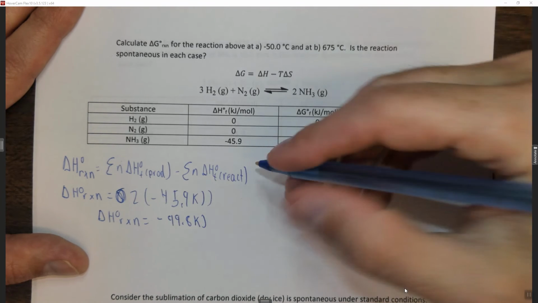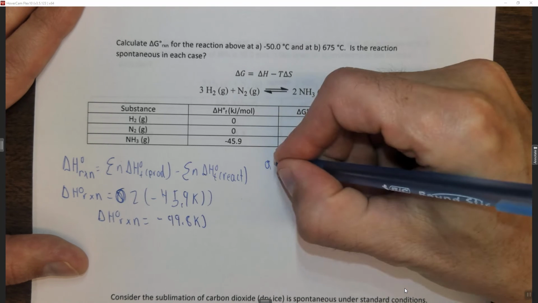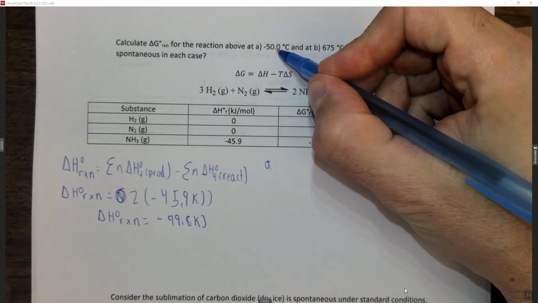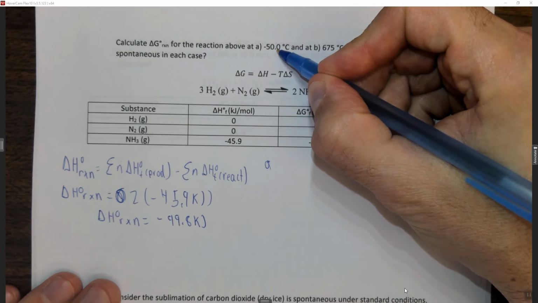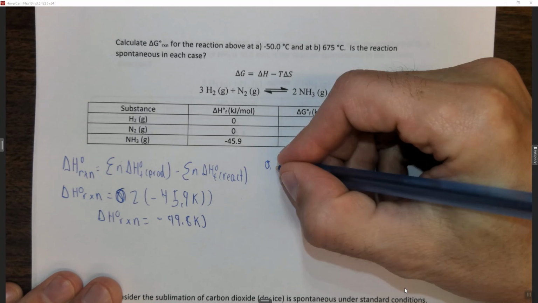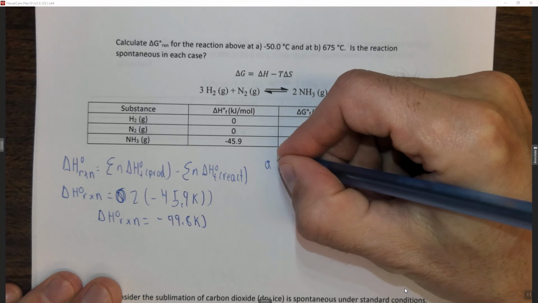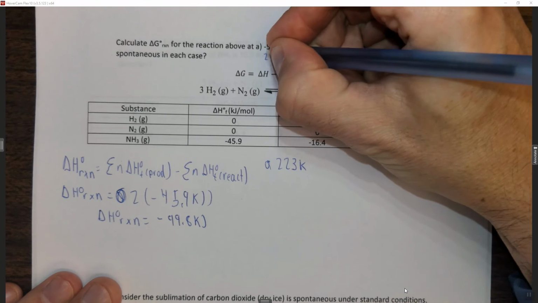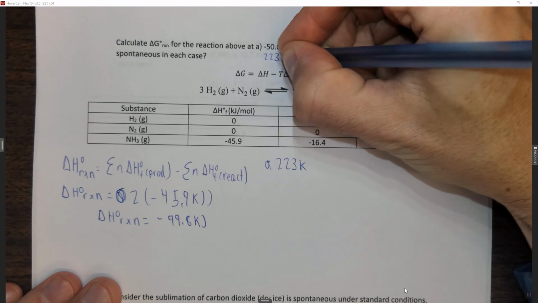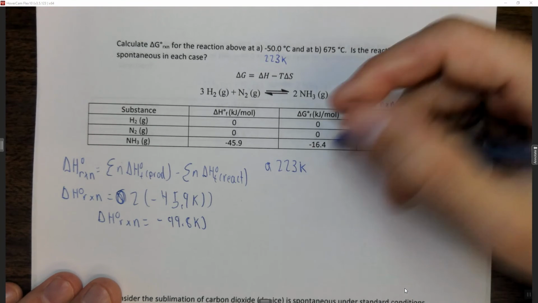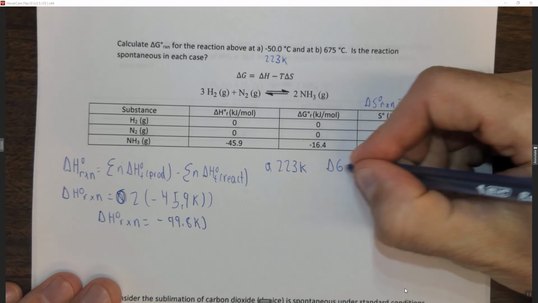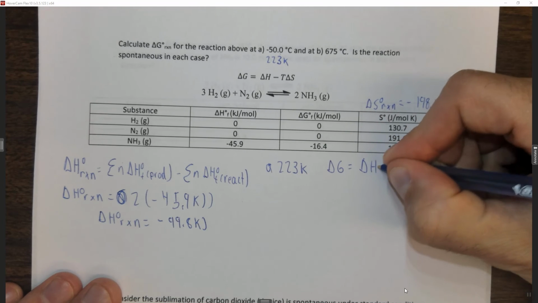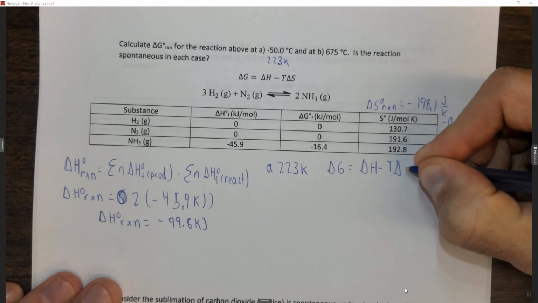Well, now we could find this for A at minus 50 degrees C. But remember that for minus 50 degrees C, you have to add 273 to that. This is actually going to be 223 K. So minus 50 degrees C is 223 K. We just add 273. Now we can use delta G equals delta H minus T delta S.